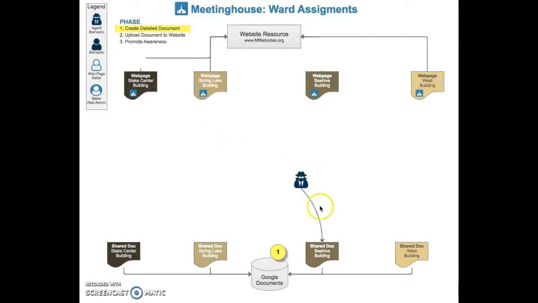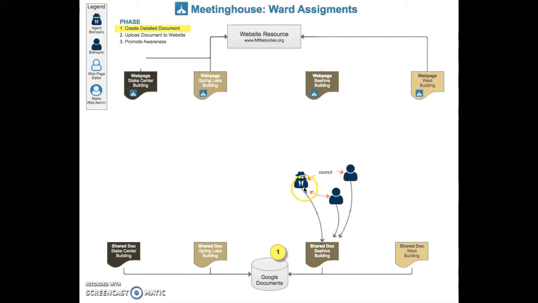So within a ward, you have a bishop who's going to edit one of these documents. So here we have represented 4 different buildings. And in this particular building, in the Beehive building, you have a bishop that's editing a Google Doc. And he doesn't do it by himself. Now, he's an agent bishop. So the agent bishop is in charge of things for the whole year. And they'll probably rotate between the other bishops each year. That's kind of how it works.